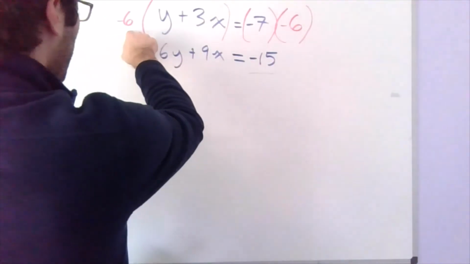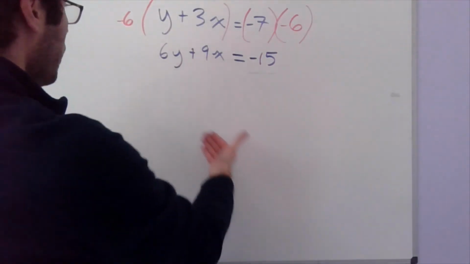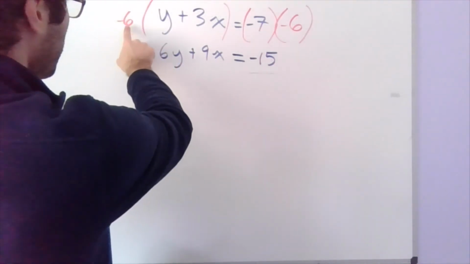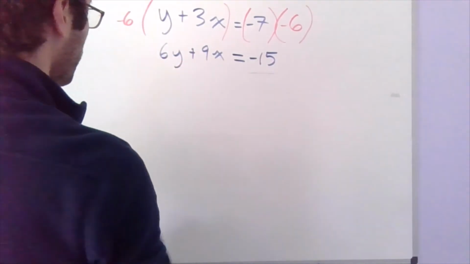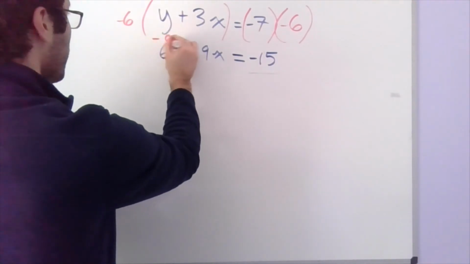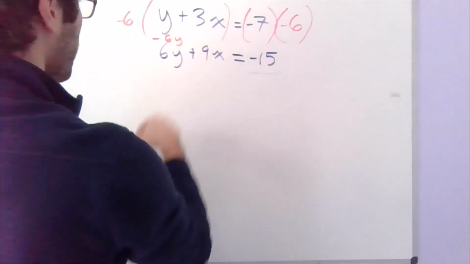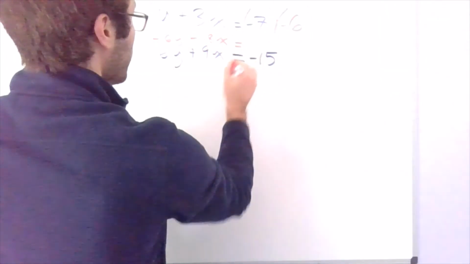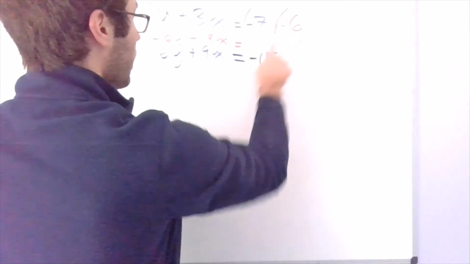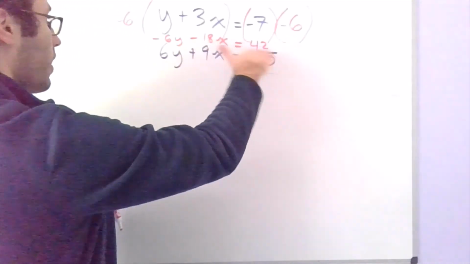When I multiply the top equation by a -6 here, what you see is that you're going -6 times y. So you're going -6y. So right here I have a -6y. Then you're going -6 times 3x, so that's -18x. And you know that's going to be equal to -7 times the -6 is 42, so you're going to have this equation right here.